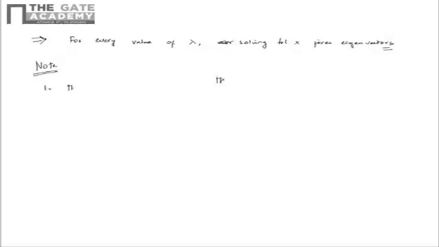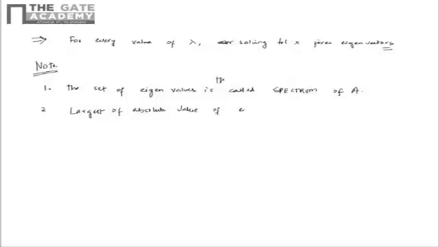First point, the set of eigenvalues is called the spectrum of A. If A is a 3 by 3 matrix, you get the cubic equation, and that set is called the spectrum, and the largest of the absolute values of the eigenvalues is called the spectral radius of A. These are just purely definitional.